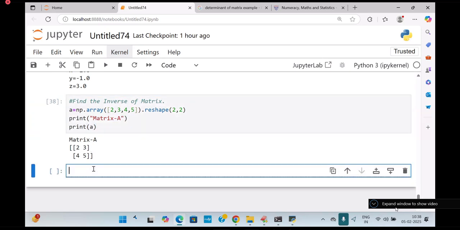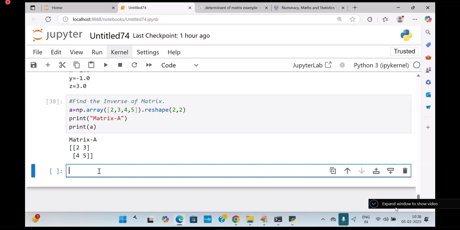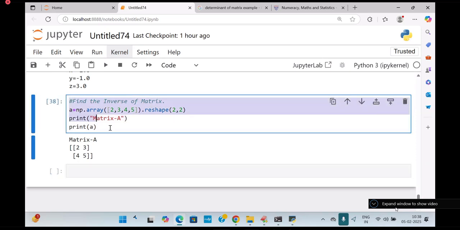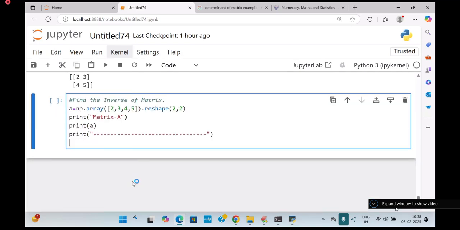So here 2, 3, 4, 5. Got it. Next I'm going to enter into how to find the inverse of it. Print of A. Got it. Now I am writing here: NP dot linalg dot INV of A.